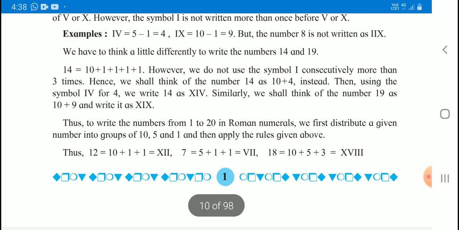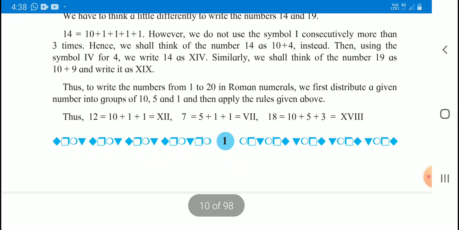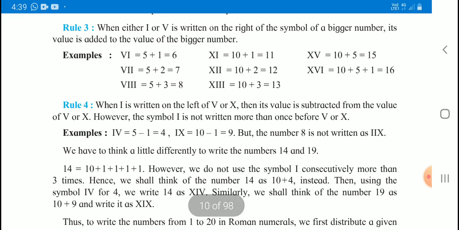Now, next to that, 14 is equal to 10 plus 1 plus 1 plus 1 plus 1. However, we do not use the symbol I consecutively more than 3 times. So we are writing 14 as XIV. Similarly, 19 as XIX. Do you understand these four rules?